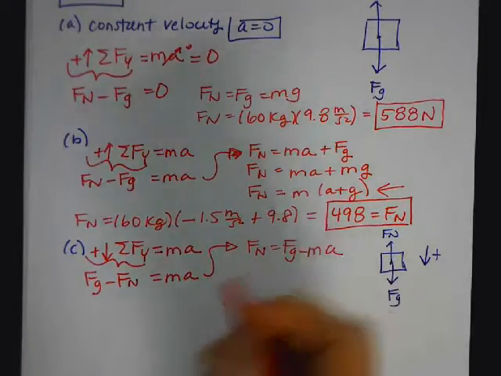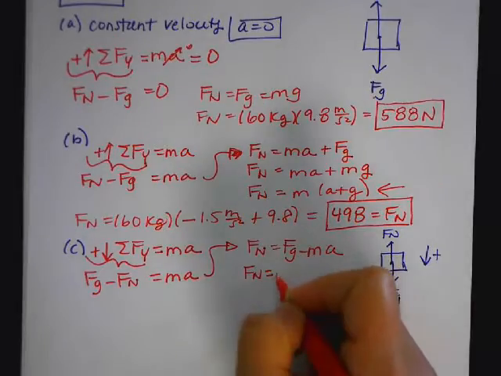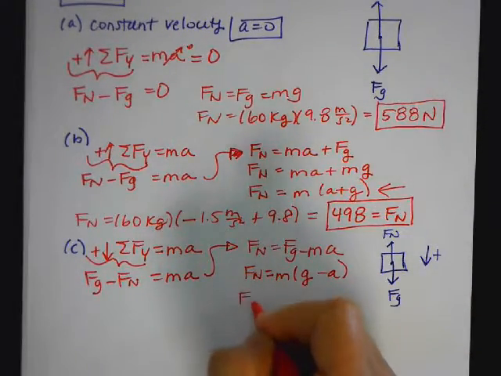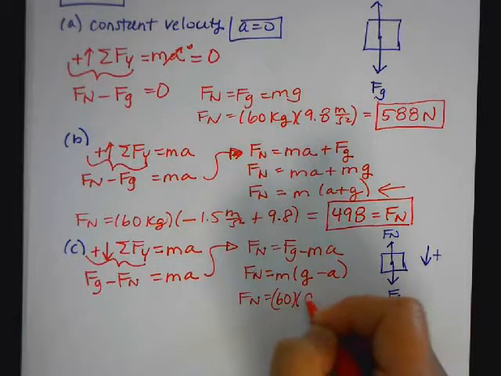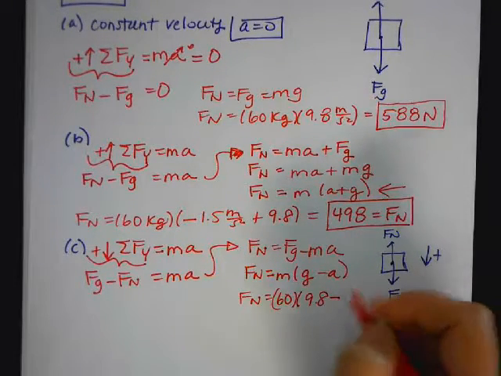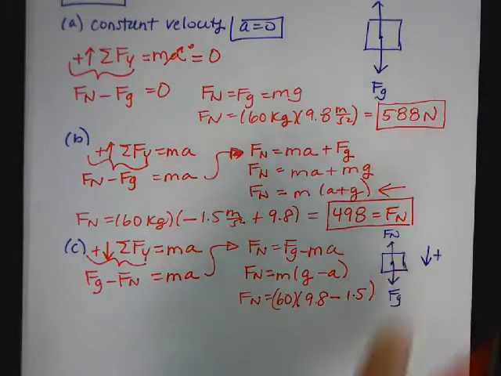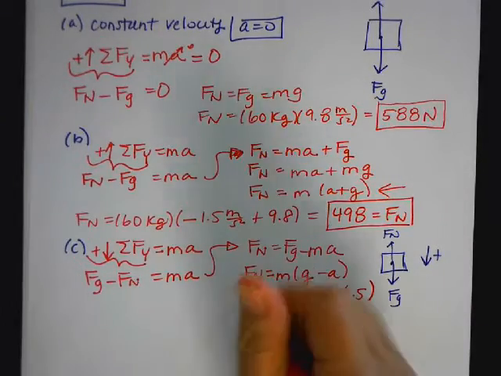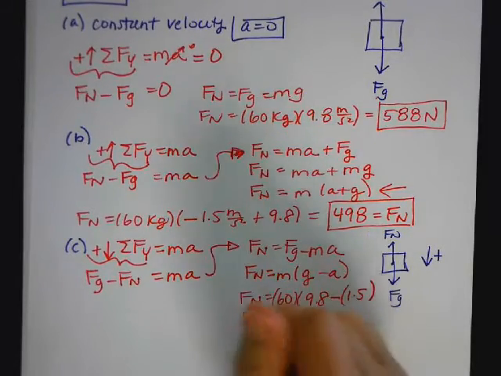So now when I substitute in my values, I'm going to have F_N is equal to m times g minus a. So it's going to be 60 times 9.8 minus 1.5. The 1.5, I'm calling down positive, so that's why it is like that. So F_N comes out to be 498 newtons.